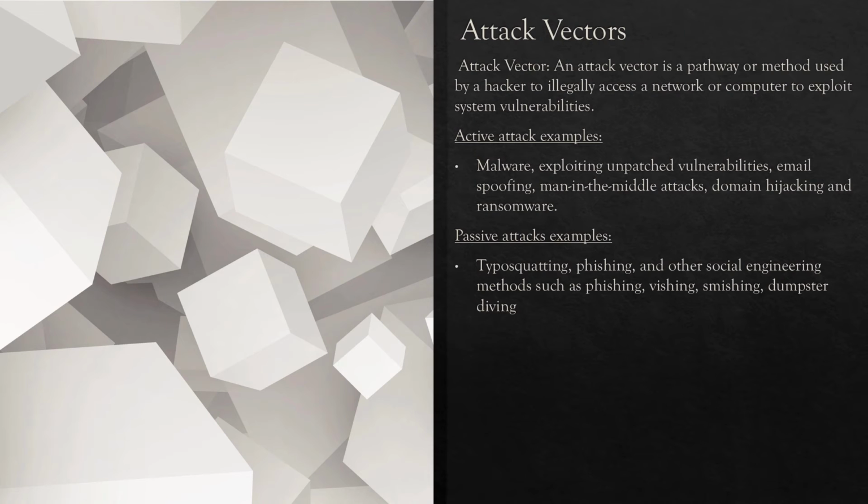Now to talk about attack vectors. An attack vector is a pathway or method used by a hacker to illegally access a network or computer to exploit system vulnerabilities. There are two types of attacks, active and passive. An active attack vector exploits and attempts to alter a system or affect its operation using malware, exploiting unpatched vulnerabilities, email spoofing, man-in-the-middle attacks, domain hijacking, and ransomware, to name a few.